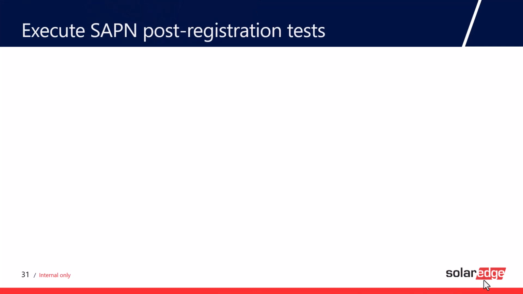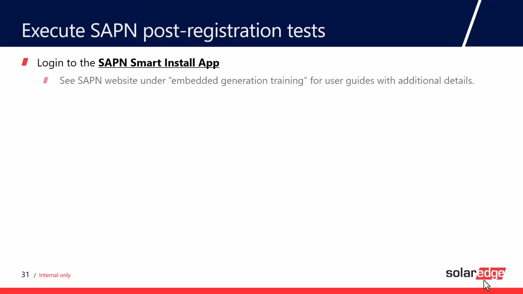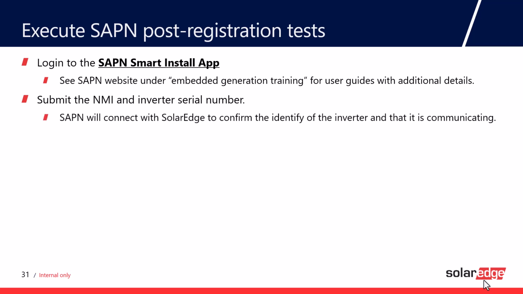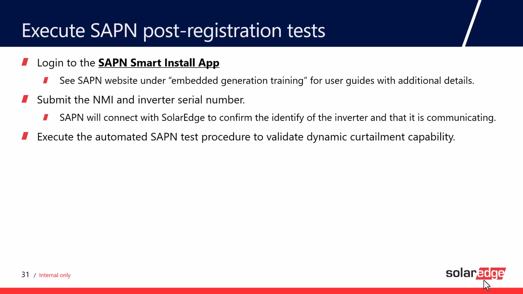So once you've done that step, we're on to step 3. You then have to go back to the SAPN Smart Install app, and there's a whole section within their new web page under embedded generation training, which has a load of guides and additional information for installers. But anyway, on the Smart Install app, you then submit the NIMI and inverter serial number. That will then connect SAPN with SolarEdge to confirm the identity of the inverter and that it's communicating okay.